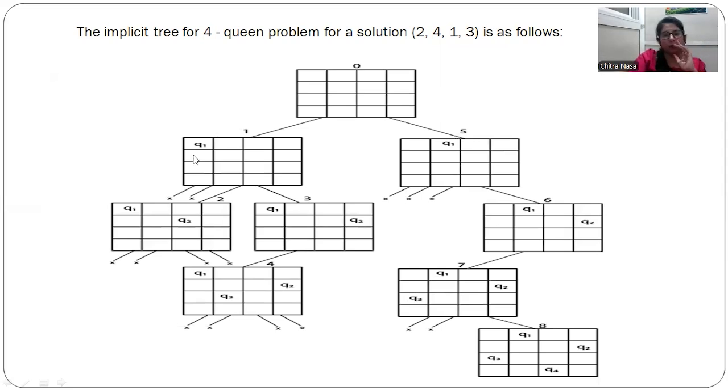That is Q1. It means queen 1 now has to be backtracked and we need to put it into some other cell. We cannot put it in the first one, so let's move to the next. That is, queen 1 is relocated to the second cell.